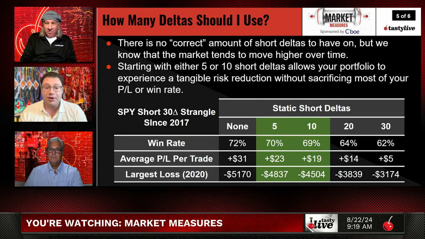So you're reducing about 10% of your risk. In the meanwhile, your average P&L stays pretty high. You give up a little bit because you have positive drift over the time period, and your win rate basically stays around 70% as well. If you're doing a single strangle, shoot between 5 to 10 deltas to start and see how that works, and then you can adjust over time.